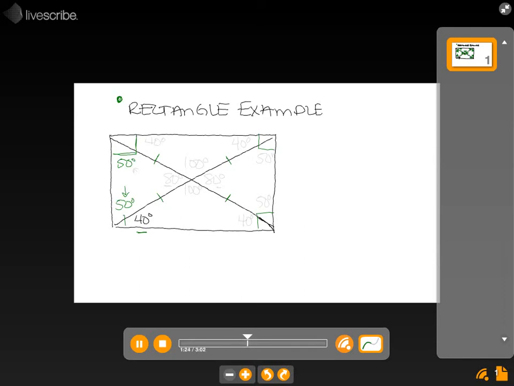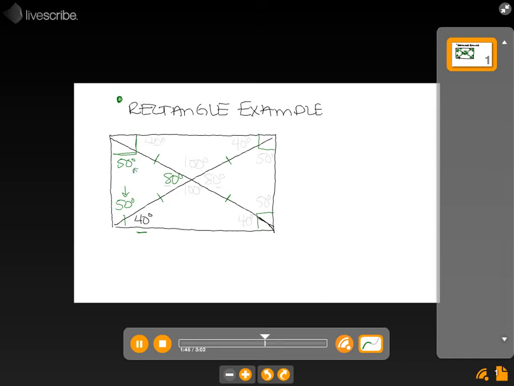There's 180 degrees in a triangle. If those two angles are 50 apiece, we add them together, we get 100. Has to be 180 total degrees. 180 minus 100 is 80. So far we found that whole triangle there. We found all three angles. We can continue using the same ideas here.